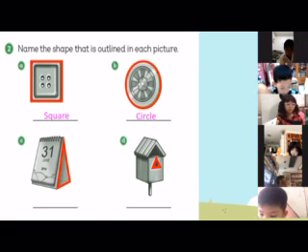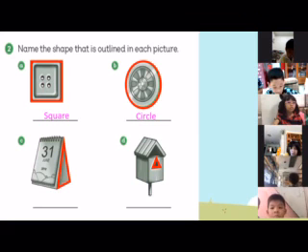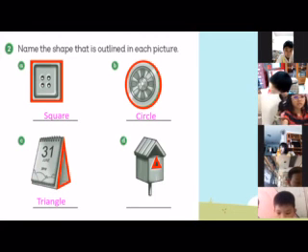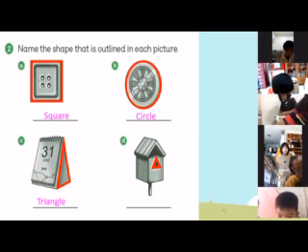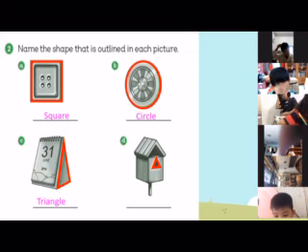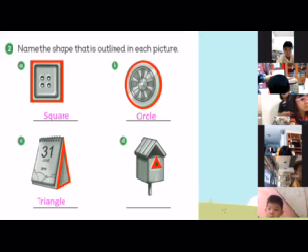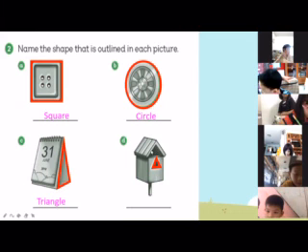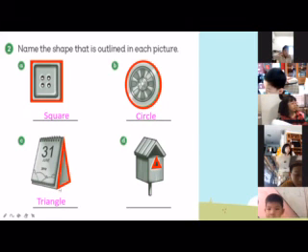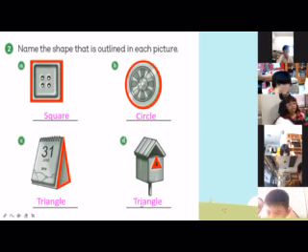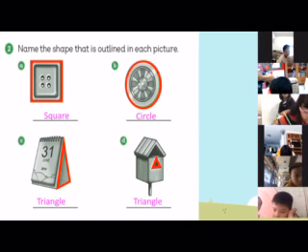Okay, our next one, C. Who can tell me what shape is C? Triangle. Very good, triangle. C is triangle. Okay. Our next one, Jawa, can you tell me what shape is D? What shape is this, Jawa? It's the same as this one. What shape is this one? Triangle. Very good. So D is also triangle. So we have two triangles. C and D are both triangles.